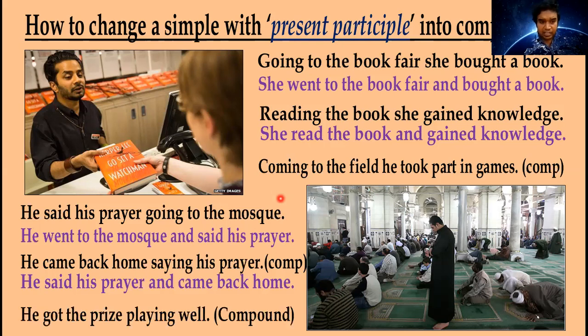Okay, there is another sentence for you, dear student. You have to do it by yourself. He got the prize playing well. Make it compound. You have to convert this sentence into two independent clauses. So you must take the subject first, he, and put ed with the verb, played. He played well and he got the prize. Hope that you have understood the rule, dear student. This is another slide.